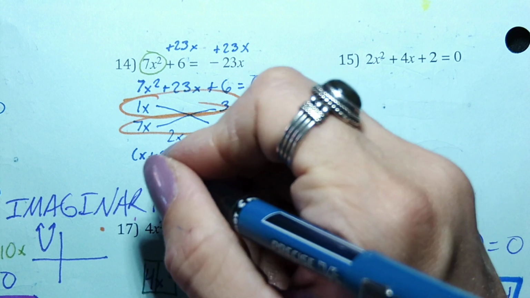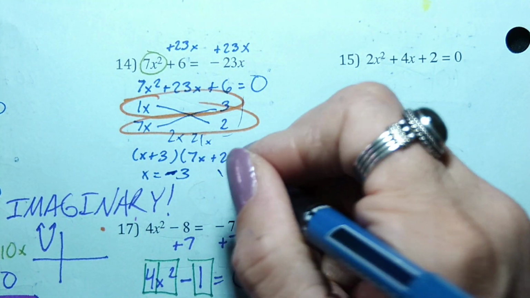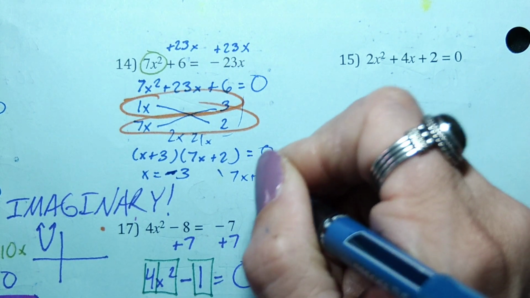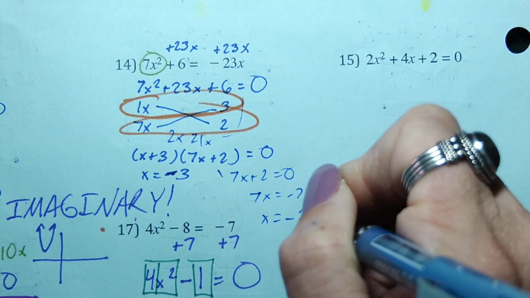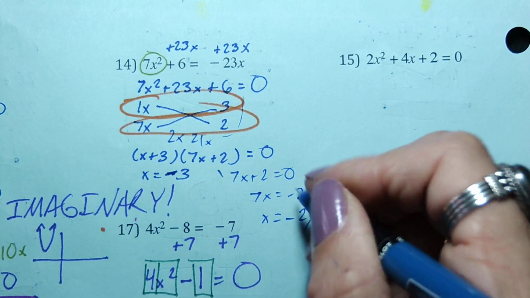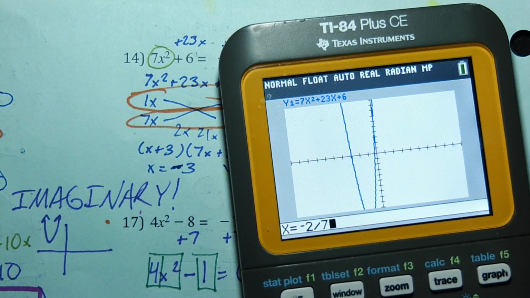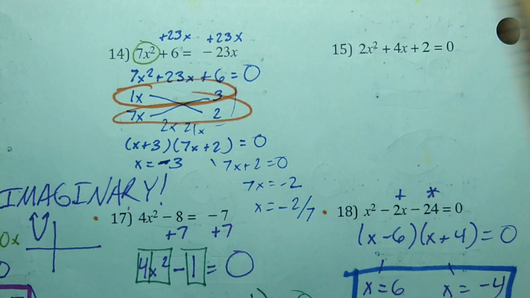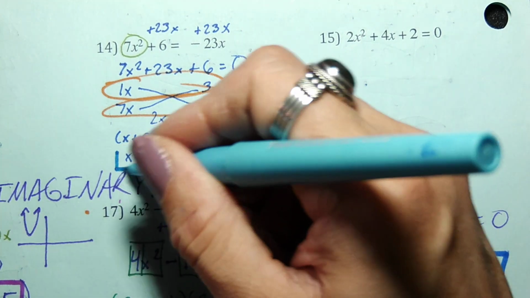Equals 0. So then x equals negative 3. And if 7x plus 2 equals 0, 7x equals negative 2. x equals negative 2 sevenths. And if I try that on my calculator, negative 2 sevenths does give me 0. So those are my two solutions.